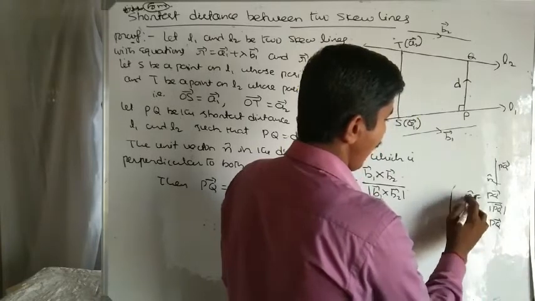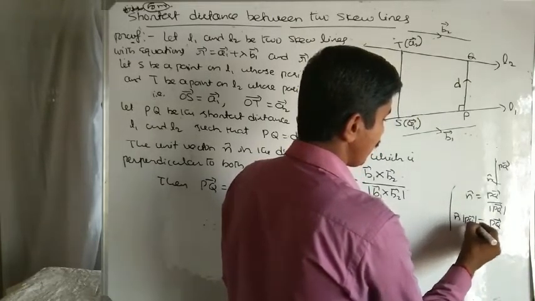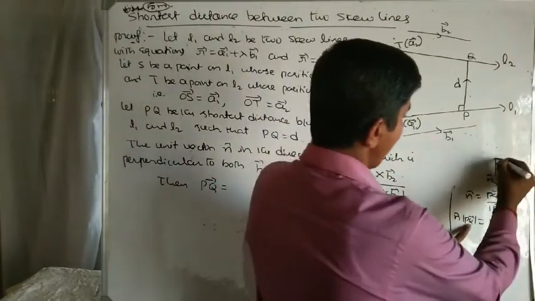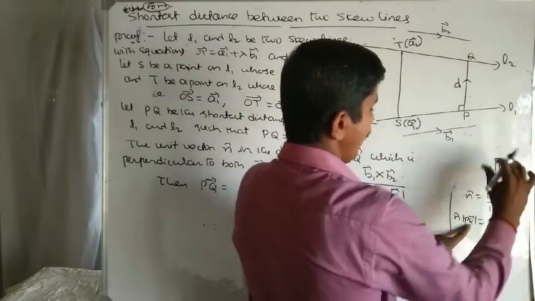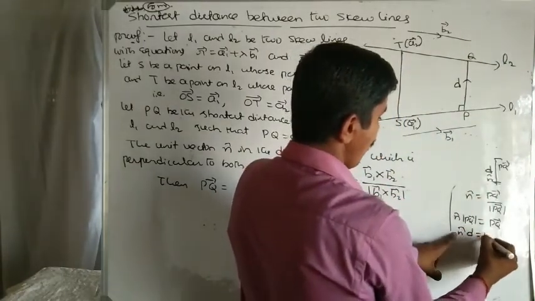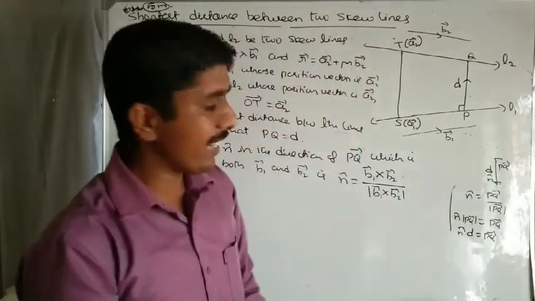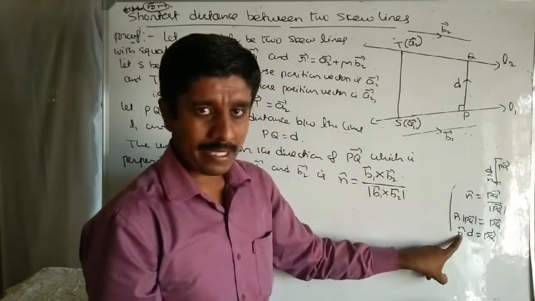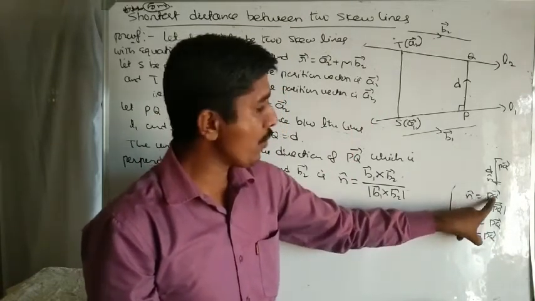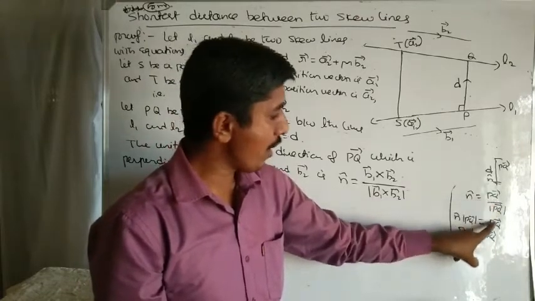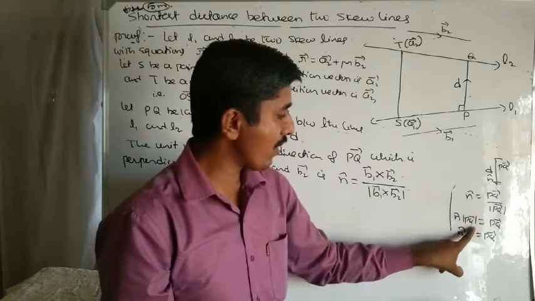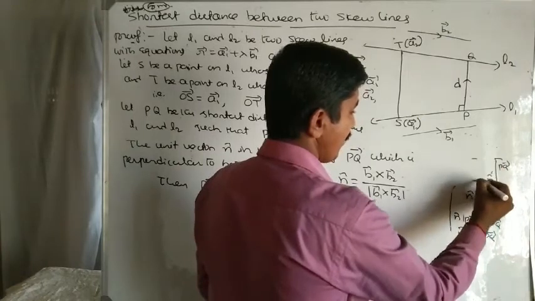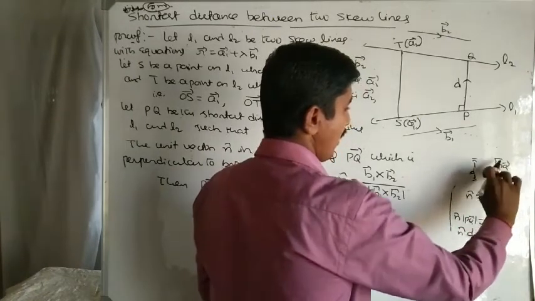Then vector PQ equals n cap times the magnitude of vector PQ. This length I am denoting D. Don't get confused: vector PQ equals D times n cap. How? n cap equals vector PQ by the magnitude of vector PQ, then vector PQ equals n cap times the magnitude of vector PQ, and the magnitude of vector PQ, this distance, I denote D.